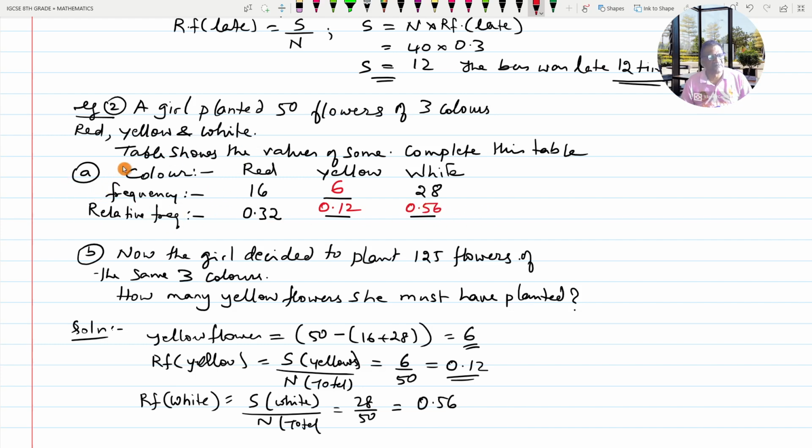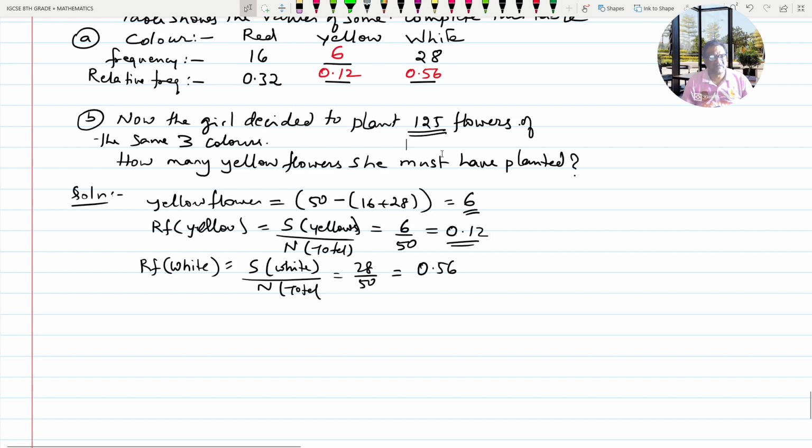So question number 2A is complete. The table is complete. Now let us see what question number B says. Now the girl decided to plant 125 flowers, the same 3 colors. So now the same girl has decided to plant more flowers. Okay, not 50 but more. So how many? 125. So now your N happens to be 125. And the question asked is how many yellow flowers she must have planted. In the same table, like this table, they have not asked you to make an entire table, but the question is how many yellow flowers she must have planted.